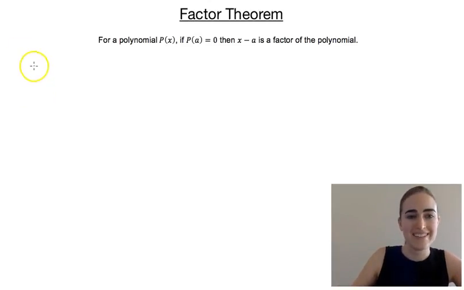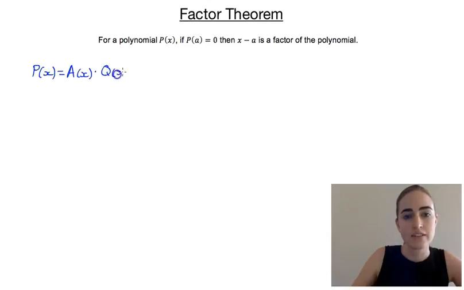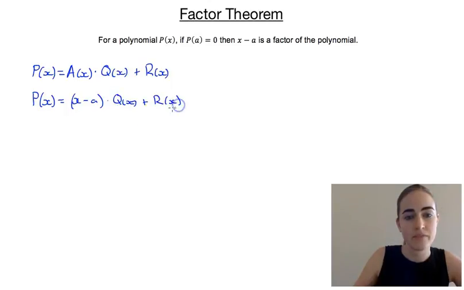So once again, we know that we can write a polynomial p of x as a of x, the divisor, times q of x, the quotient, plus r of x, the remainder. Now, if we let a of x equal x minus a, we're going to have p of x equal x minus a times q of x plus r of x. From the remainder theorem that we looked at in our last video, we know that if we divide p of x by x minus a, then our remainder is going to be p of a. So we can write that in.